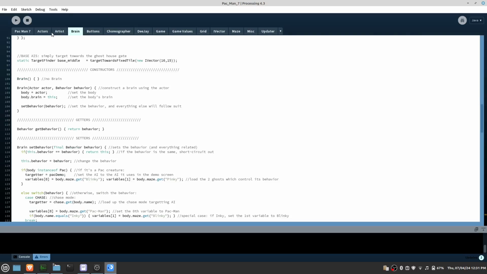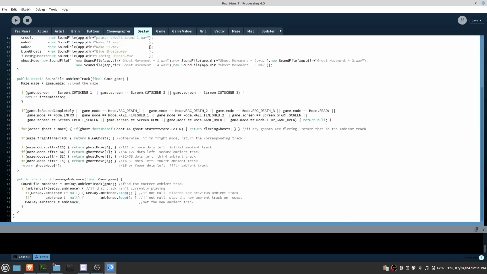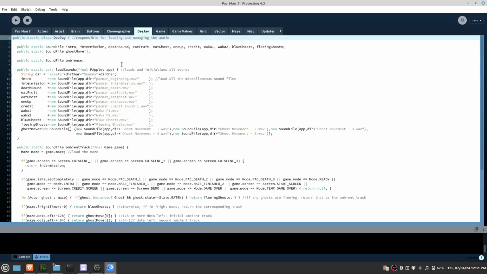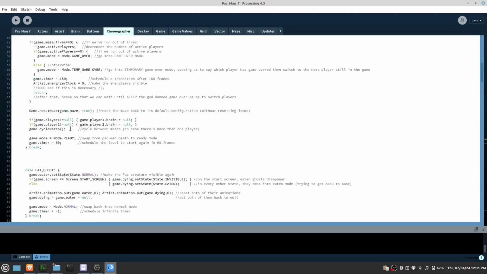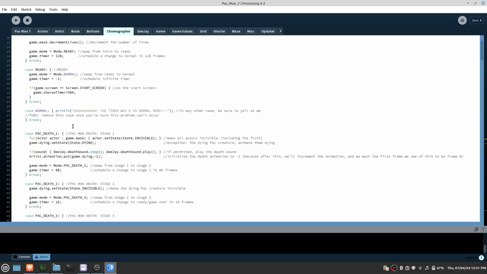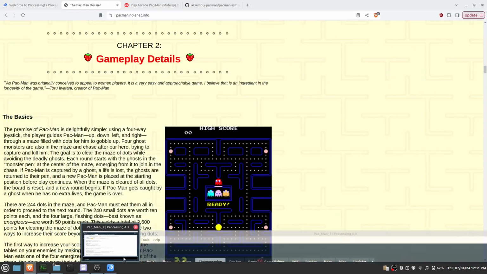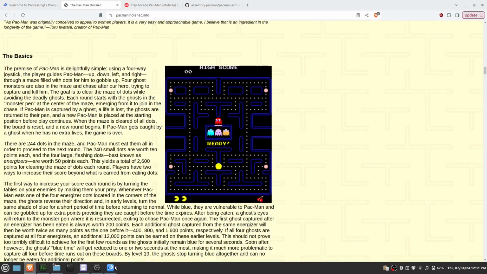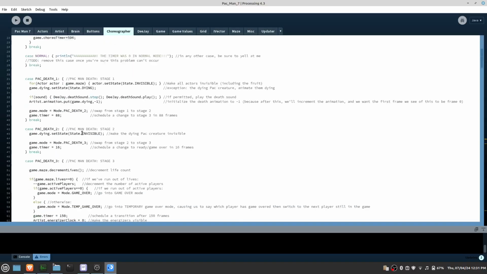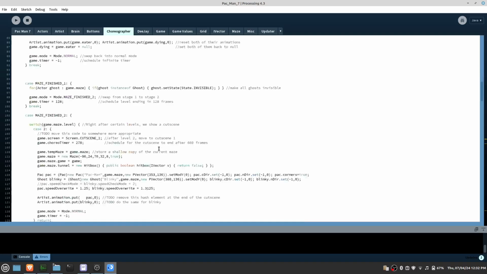Let's see. Single responsibility principle. I made sure to have an artist in charge of drawing things, a DJ in charge of managing the sounds, and a choreographer in charge of choreographing all the events in the game, such as when the game is paused, showing the ready thing, Ready Player One, then telling you when to stop doing that and start the game. It also choreographs all the cutscenes, Pac-Man's death animation, and the character roster at the beginning, all that stuff.